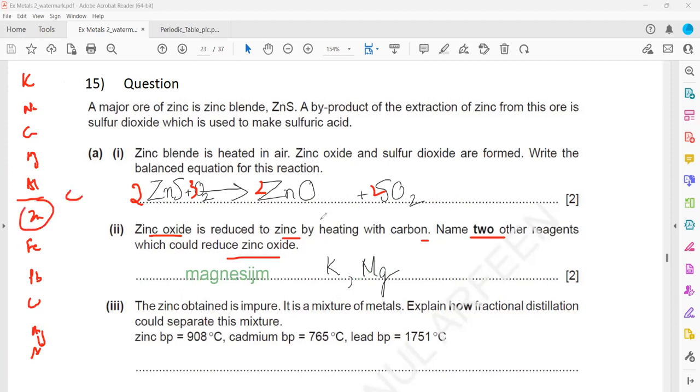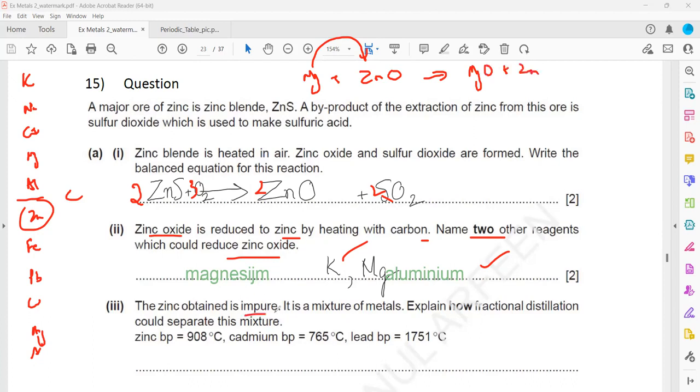So what else? Carbon is one of them. What else? Magnesium, potassium, calcium, any more reactive metal. Any metal which is more reactive than zinc can remove the oxide from zinc. For example, if zinc oxide reacts with magnesium, magnesium is more reactive, so it will displace. As a result, it will produce magnesium oxide plus zinc.